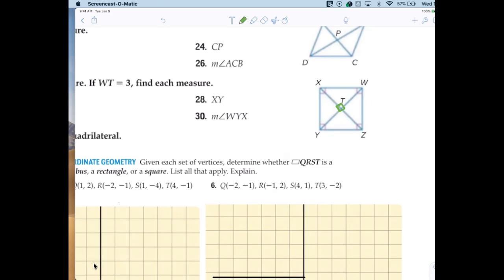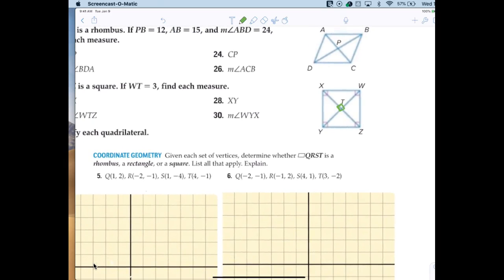And it said, if I'm not mistaken, that WT was 3. So this right here is 3. So then this is just a squared plus b squared equals c squared, which is 9 plus 9 equals c squared. So c squared equals 18, so c is equal to 3 radical 2. You have to know that. You have to know all the radical stuff. That was a good question, actually.